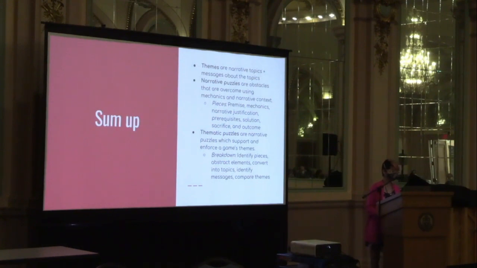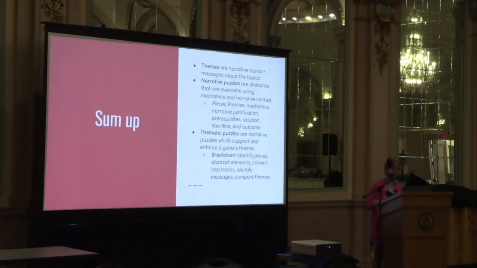Here's the sum up of everything we learned. Themes are narrative topics plus messages about the topics. Narrative puzzles are obstacles that are overcome using mechanics and narrative context, with the pieces being premise, mechanics, narrative justification, prerequisites, solution, sacrifice, and outcome.